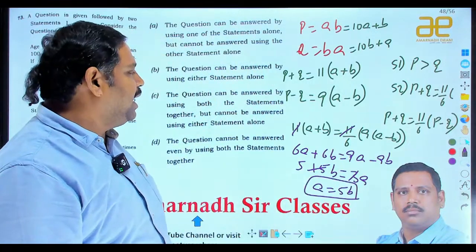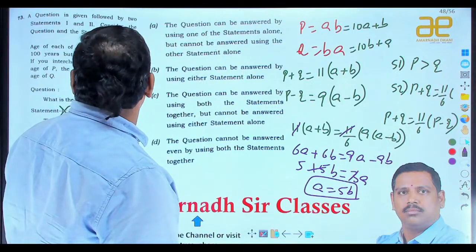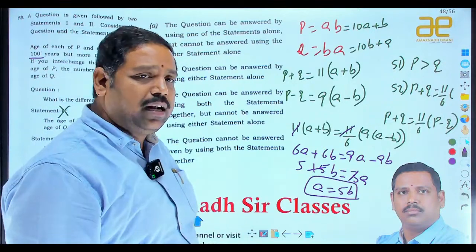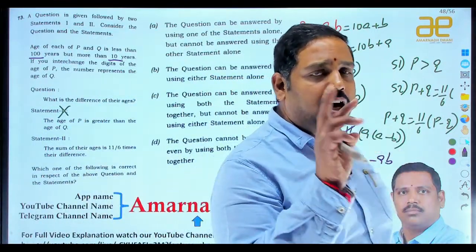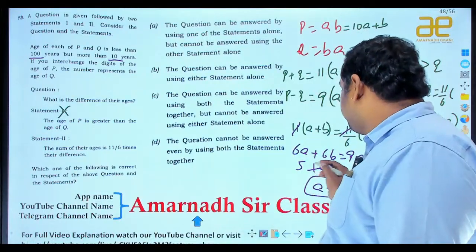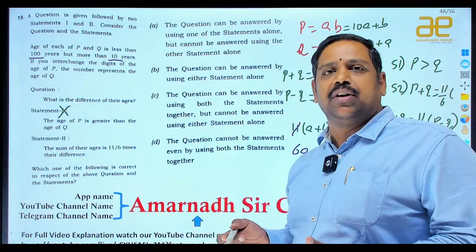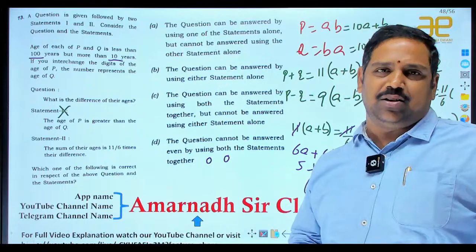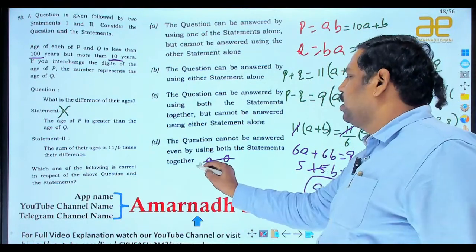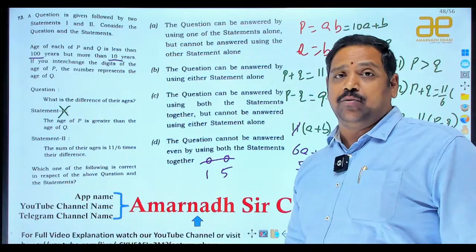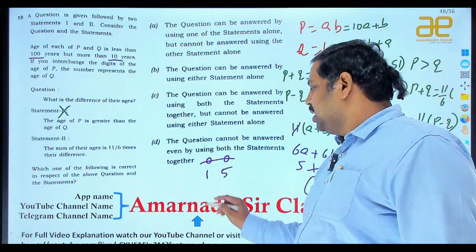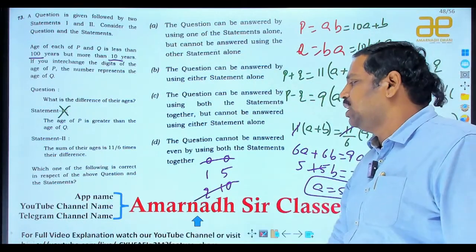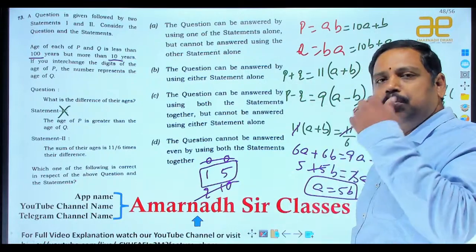So A is equal to 5B, and both persons' ages are between 10 and 100, means all are 2-digit numbers. One digit is 5 times the other. If one is 0, the other is also 0, and 0, 0 is not a number, so leave it. If one is 1, the other is 5. If it is 2, it should be 10, but those are digits, A and B, and digits cannot be 2 digits, so leave it. So this is the only possibility that we have, right?